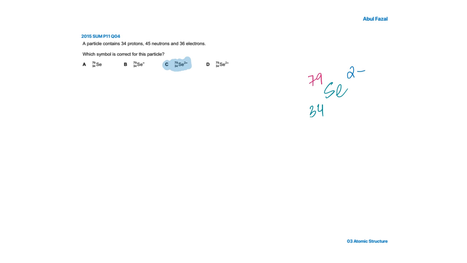2 minus. How is this ion formed? It has a 2 plus charge by losing 2 electrons. Nothing to do with protons. Okay. So by gaining 2 electrons, that would give it a 2 plus charge. That's wrong. By gaining 2 protons, protons do not change. By losing 2 electrons, that does not change. The only correct answer is C. By losing 2 electrons, it gets a positive charge.